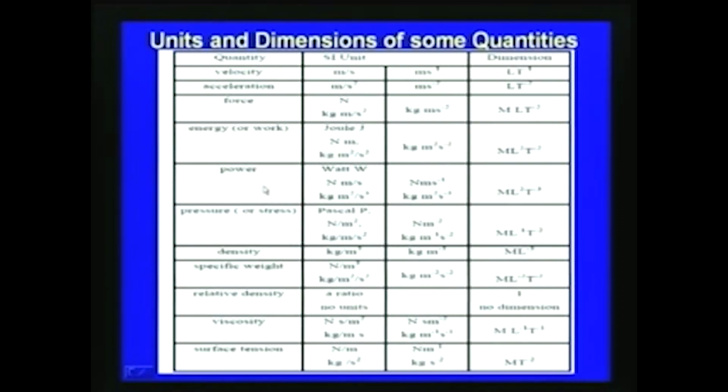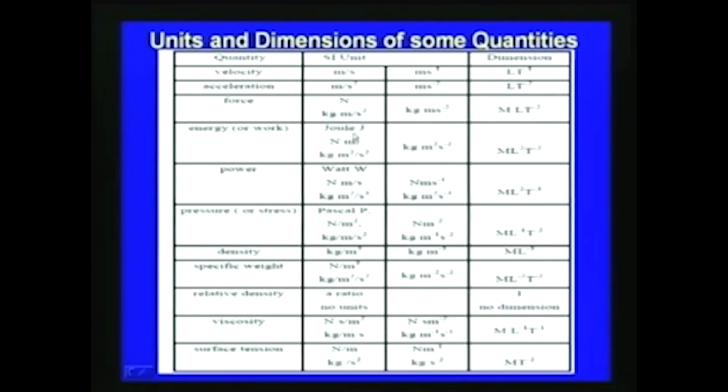Some of the important parameters which we use in fluid mechanics include the velocity. The unit is generally meter per second, and the dimension is L t to the power minus 1, where L is length and t is time. The second one is acceleration, unit is meter per second square and dimension is L t to the power minus 2. The third one is force, the unit is Newton or kilogram meter per second square, which represents kilogram meters s to the power minus 2. So the dimension is m L t to the power minus 2.